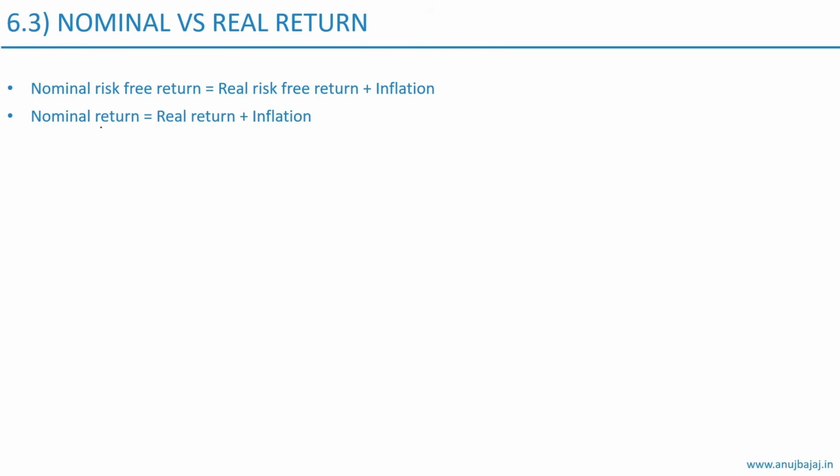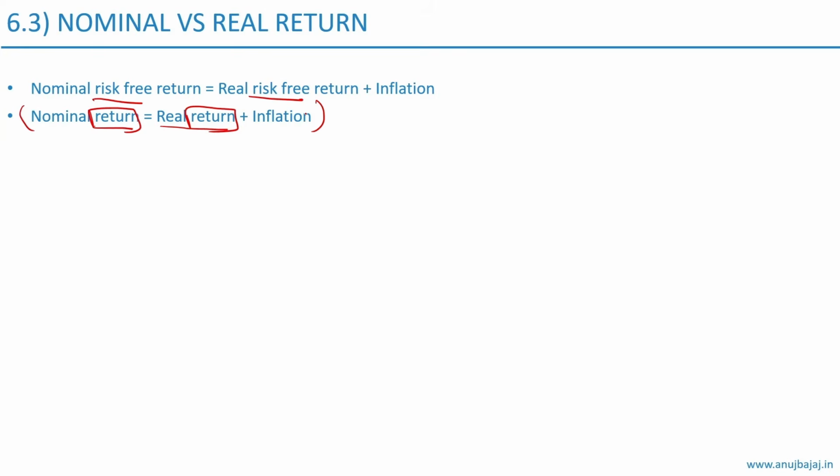The third measure, nominal return versus real return. Earlier we have seen that nominal risk-free return equals real risk-free return plus the inflation. Now after considering risk premiums like liquidity premium, maturity premium and default risk premium, we have nominal return equals real return plus the inflation. These returns account for the risk premium. They no longer are risk-free. This formula is an approximation.